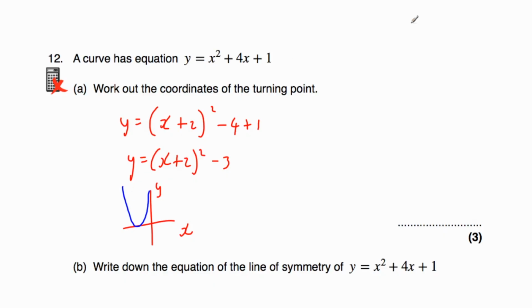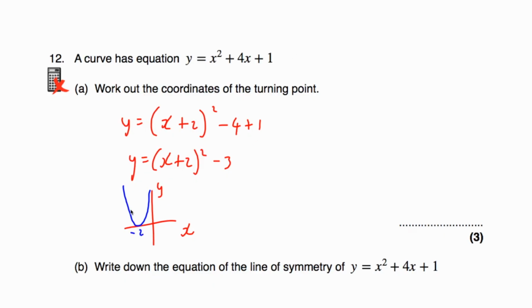So that will now be negative 2 on the x-axis. And then we've got minus 3, so that translates the graph 3 downwards. So that means the coordinates of this minimum point here would be negative 2, negative 3. And that's it. So the coordinates of the turning point would be negative 2, negative 3.